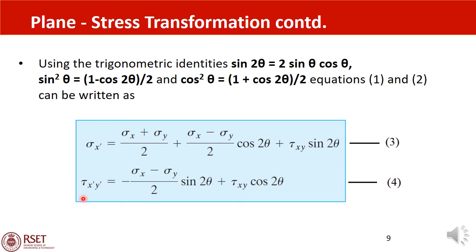And tau x dash y dash equal to minus of sigma x minus sigma y by 2 into sin 2 theta plus tau xy into cos 2 theta. This equation is called equation number 4.